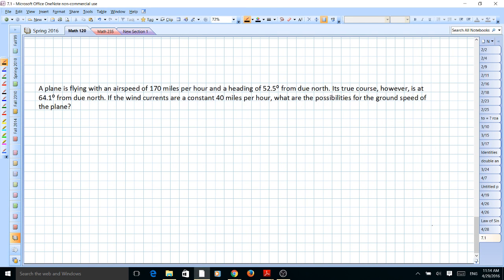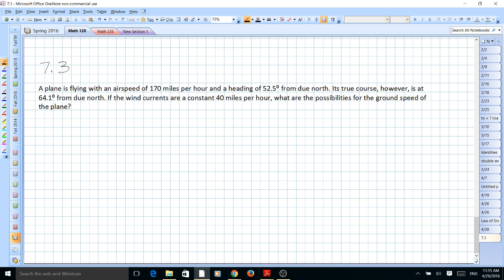The last example is a little bit easier than the previous one. This is coming out of 7.3. A plane is flying with an airspeed of 170 miles per hour and a heading of 52.5 degrees from due north. Its true course, however, is at 64.1 degrees from due north.